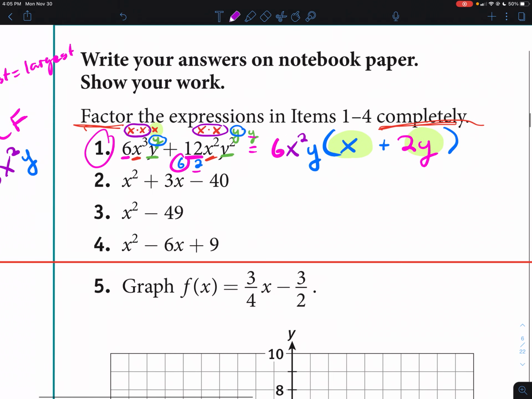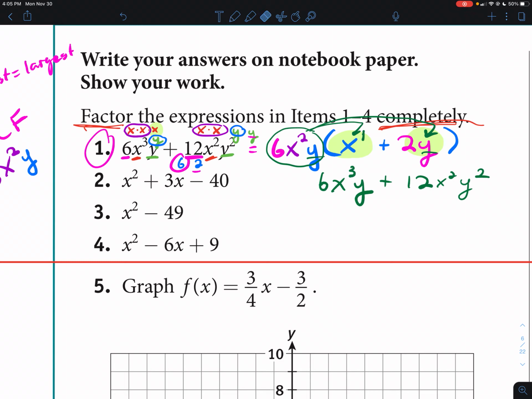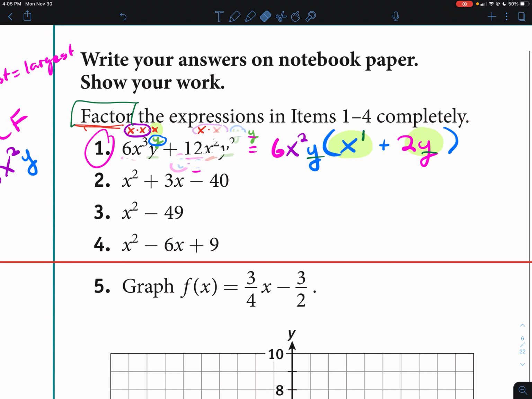And here's how we check this. Multiply it back together. Distribute. 6x squared y, 6 will come down, I'd add the exponents on the x's, and the y would come down. And then distribute. 6 times 2 is 12. x squared hangs on, and then y times y is y squared. And you should get back where you started. So basically, when you're factoring, you're multiplying in reverse. That's what factoring is. It's like division, sort of.